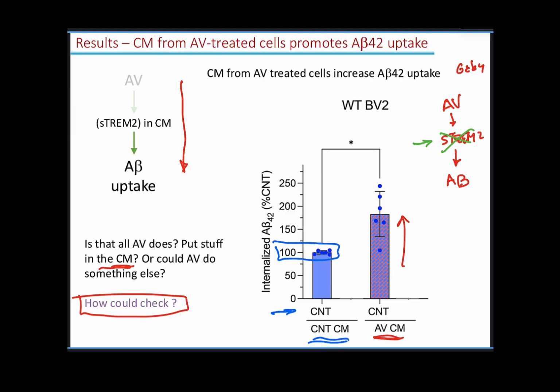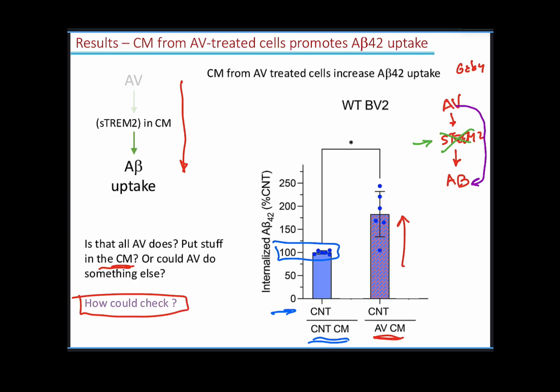So you're asking about mechanisms. Here we're at a very initial phase in which we're simply asking, is AV doing everything it does through S-TREM2, or could it be acting through additional parallel pathways? So in other words, could it be acting through some other mechanism that goes around and also contributes to A beta uptake? I like that.